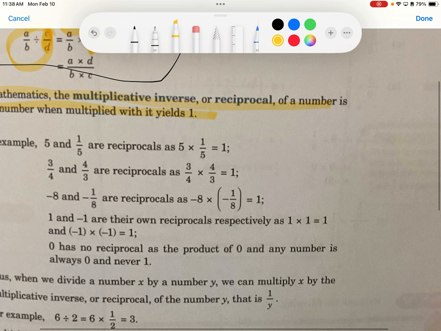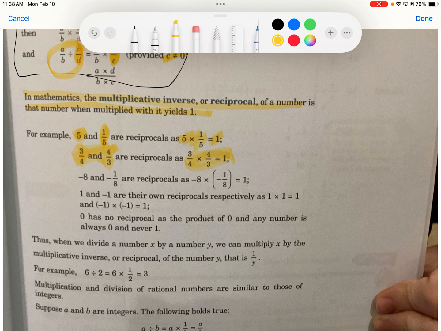All right, so remember, Dallas, can you stop that, please? The reciprocal of 5 is 1/5, and 5 times 1/5 is 1. Reciprocal of 3/4 is 4/3. When we multiply, we get 1. And the same, it goes on. We've done this before, Layne. I'm sure that you remember. The thing that we're doing right now is we're adding negatives into the mix. So -8 and -1/8 equals 1.